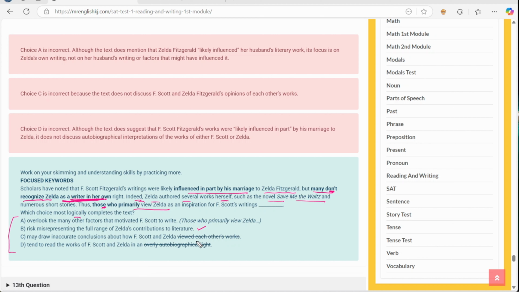May draw inaccurate conclusions about how F. Scott and Zelda viewed each other's work. They were not viewing each other's work here. We cannot add anything by ourselves. We need to focus. We must focus everything based on the text. It is not given in the text. Same thing, it is also not given in the text. B is the most suitable and the best one.